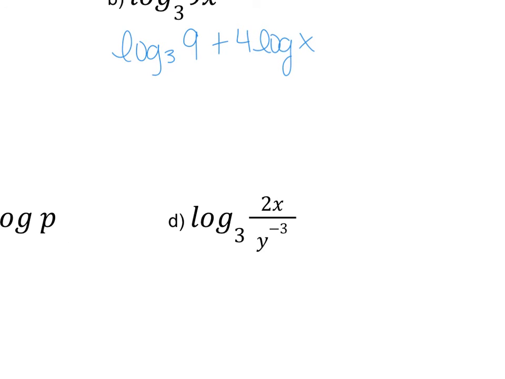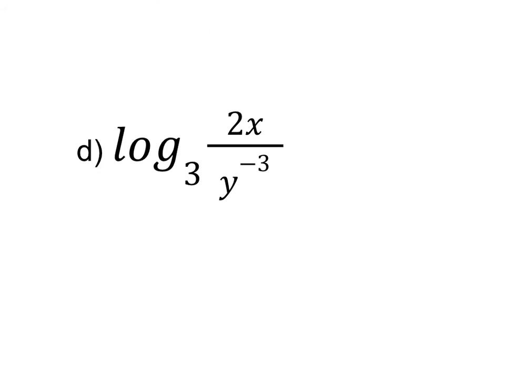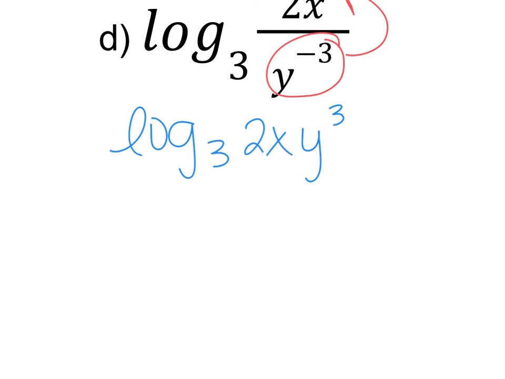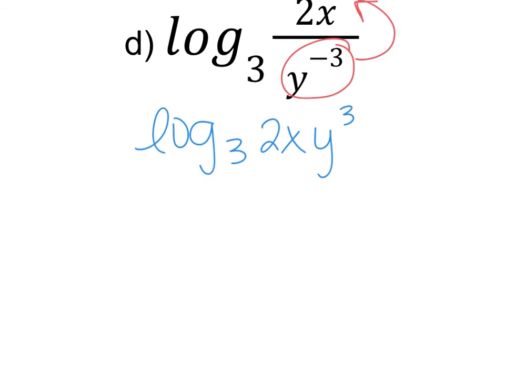Let's go to letter D and then I'll go back to letter C. So log base 3 of 2x over y to the third. First thing I'm going to do is get rid of this gross negative exponent. How do I do that? Well, you just flip it up to the top, right? The reciprocal. So now I have log base 3 of 2x y to the third. Easy, right? It's kind of long, but you can still do it.